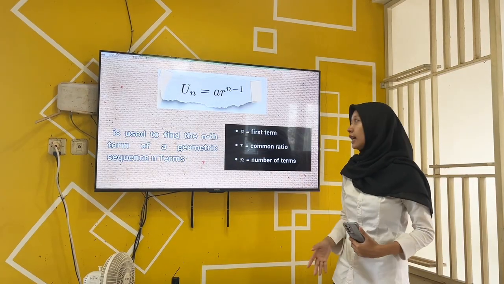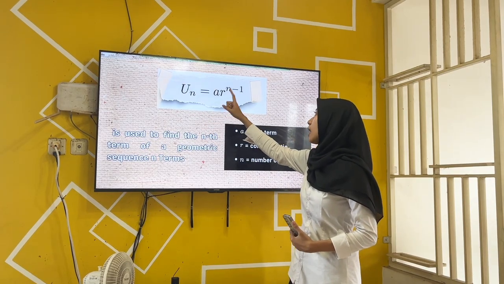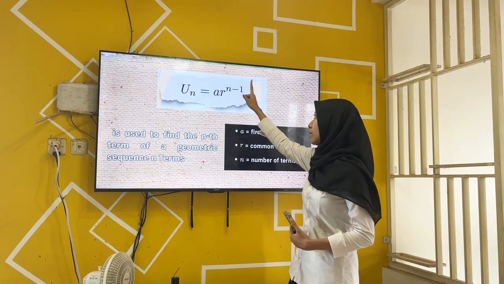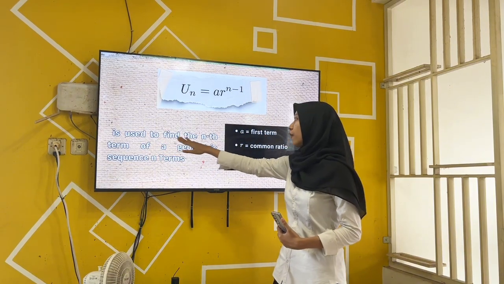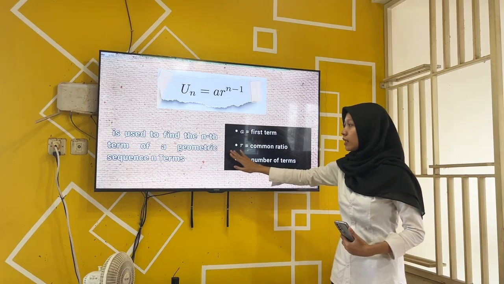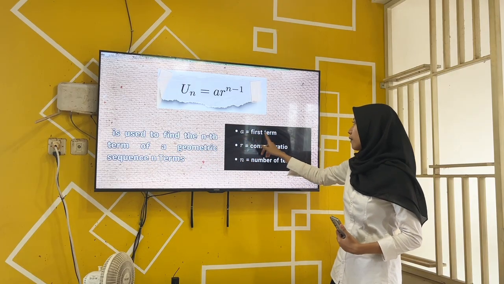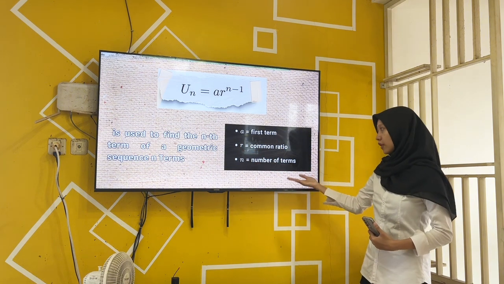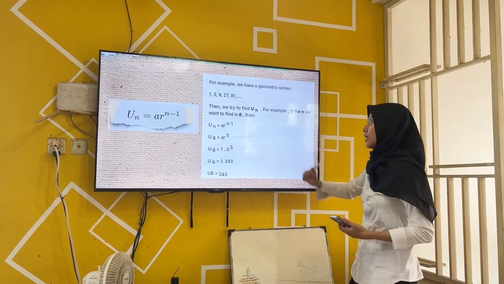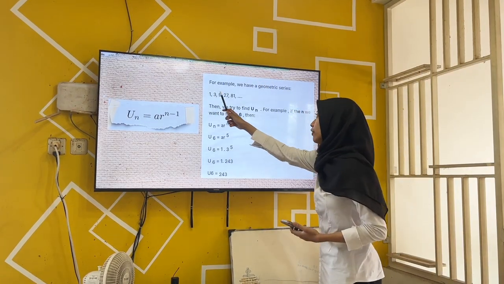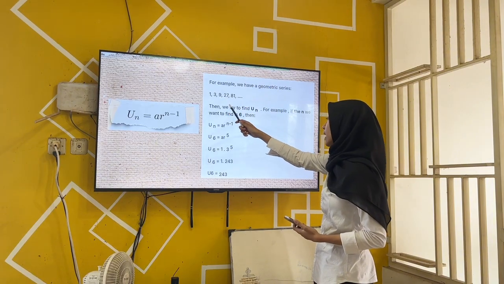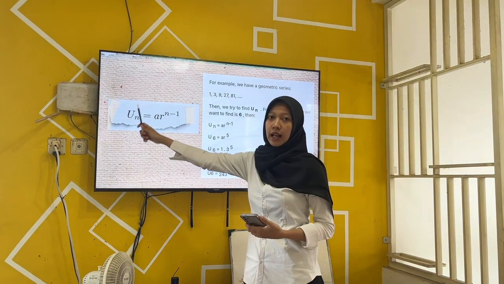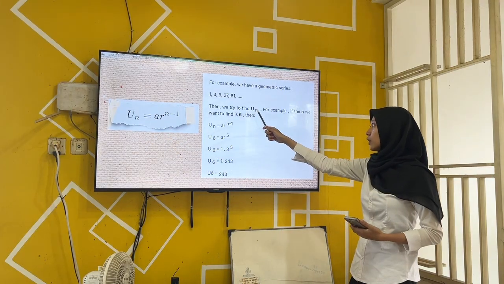Okay, next the formula is U sub n equals a times r raised to n minus 1. It's used to find the nth term of a geometric sequence. a is the first term, r is the common ratio, and n is the number of terms. For example, we have the geometric series 1, 3, 9, 27, and 81. Okay, we use this formula guys. Then we try to find U sub n.